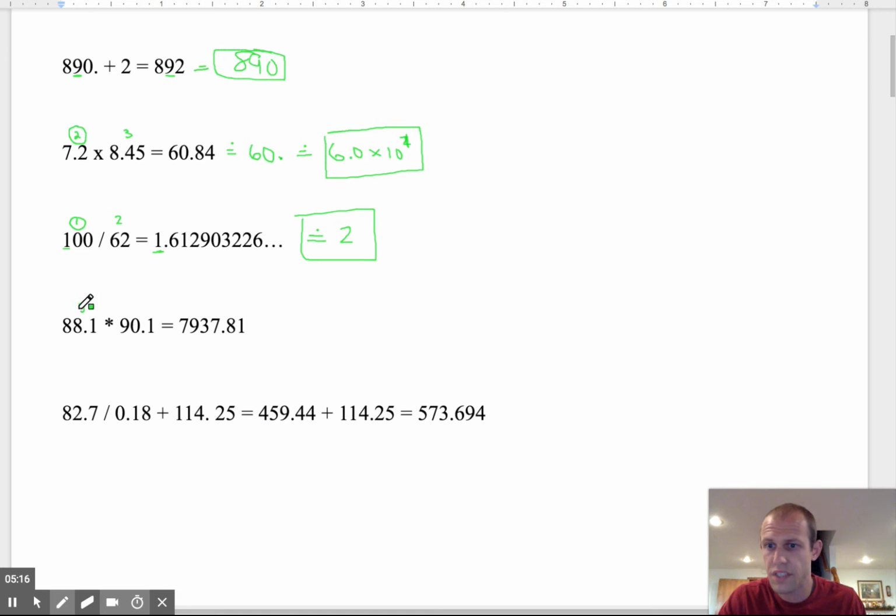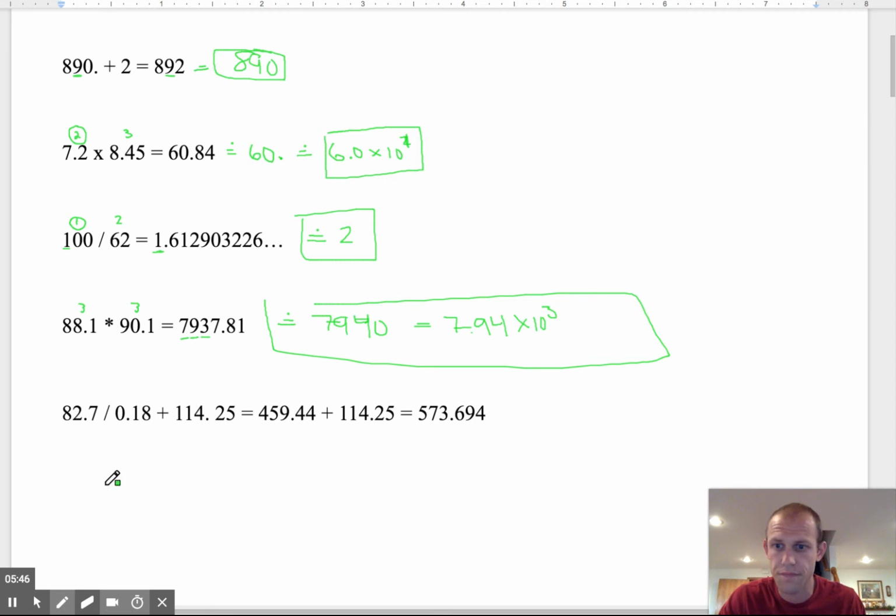Here we have 3 significant figures, 3 significant figures. So they're both 3. That means this one has to have 3. So 1, 2, 3. So I will have a value of approximately 7,940. Got to round that 3 up. I can't put a decimal point there, otherwise it would be 4. I could write this as 7.94 times 10 to the third if I really wanted to. Either of those would be correct.